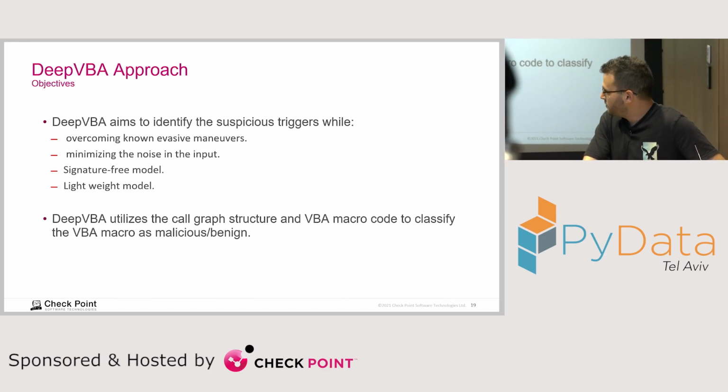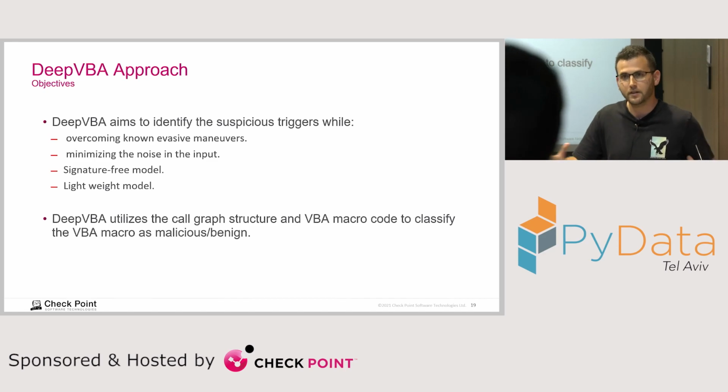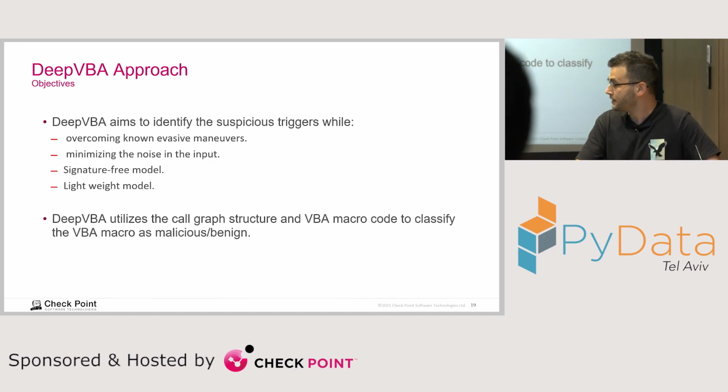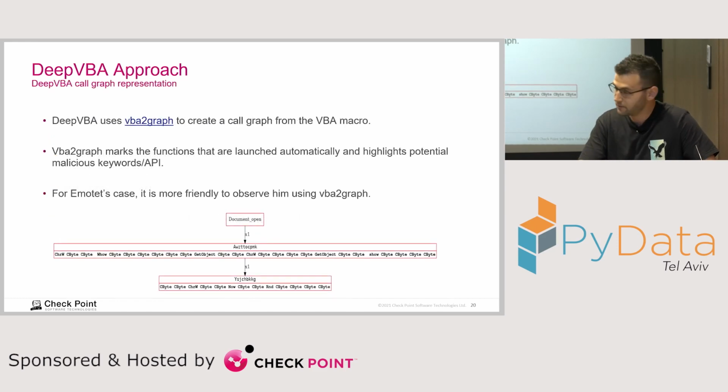So what DeepVBA does is utilize the code graph structure and the VBA macro code itself of each function separately and then jointly, and tries to identify the VBA macro as malicious or benign. Now, let's see what I mean. DeepVBA uses an open source library called VBA2Graph, which was developed here at Checkpoint by our very own security expert, Michael Abramson. VBA2Graph creates a call graph from the VBA macro, and you can see it here.